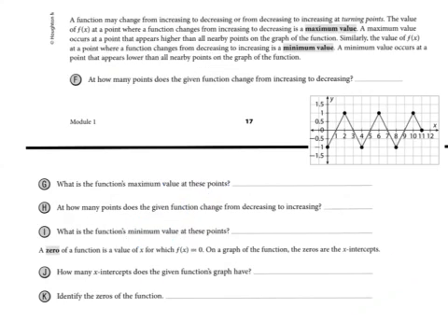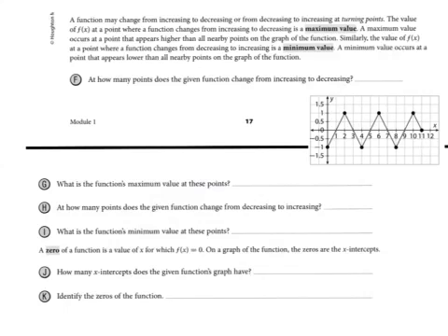A function may change from increasing to decreasing or from decreasing to increasing at turning points. The value of f of x at a point where a function changes from increasing to decreasing is a maximum value. A maximum value occurs at a point that appears higher than all nearby points on the graph of the function. Similarly, the value of f of x at a point where a function changes from decreasing to increasing is a minimum value. A minimum value occurs at a point that appears lower than all nearby points on the graph of the function.